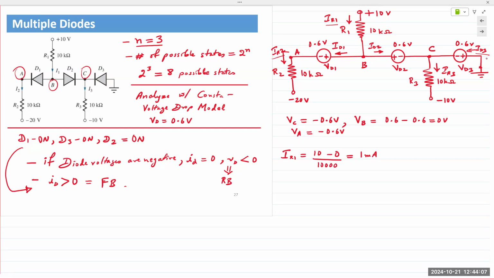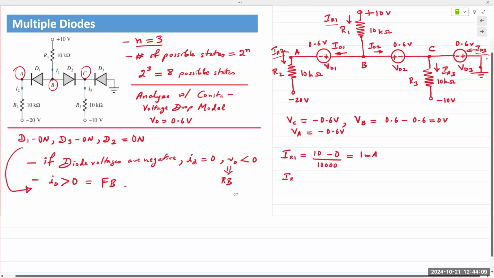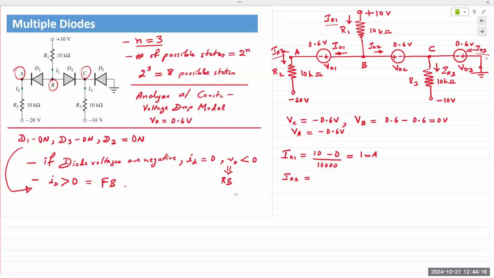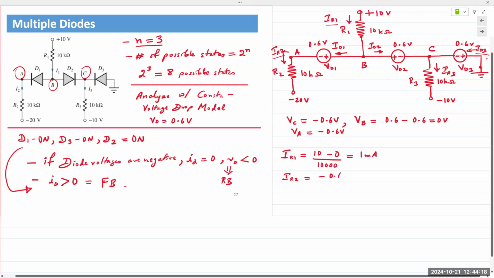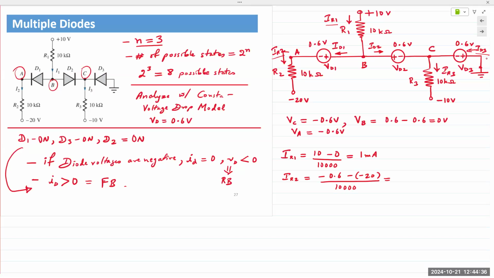Then I can find IR2. IR2 would be node voltage VA minus minus 20. So it would be minus 0.6 minus minus 20, divided by 10,000. And minus 0.6 plus 20 gives me 19.4. 19.4 divided by 10,000 gives me 1.94 milliamps.